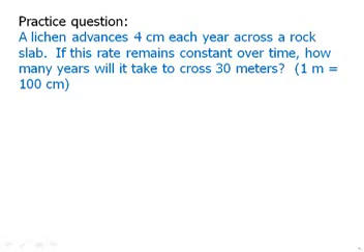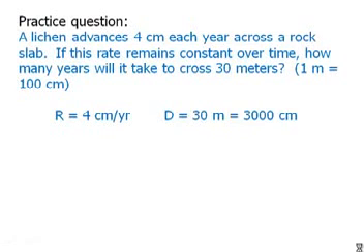But we have to take care of the inconsistent units because we have a speed involving centimeters, but a distance in meters. And of course, the question is nice enough to tell us that 1 meter equals 100 centimeters. So our rate is 4 centimeters per year. Our distance is 30 meters. And the easiest thing to do is just right away change that distance to centimeters. So we're just going to multiply by 100 centimeters over 1 meter, cancel the meters, and we get 3,000 centimeters.